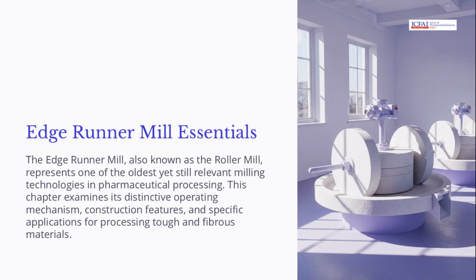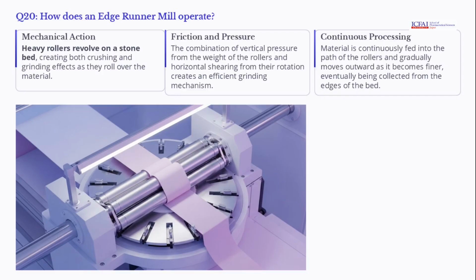This section delves into its unique operating mechanism, construction features, and its applications for processing tough and fibrous materials. Edge runner mills operate through mechanical action, friction, and continuous processing. Heavy rollers revolve on a stone bed, applying pressure and shearing forces to grind materials efficiently as they move outward from the center.